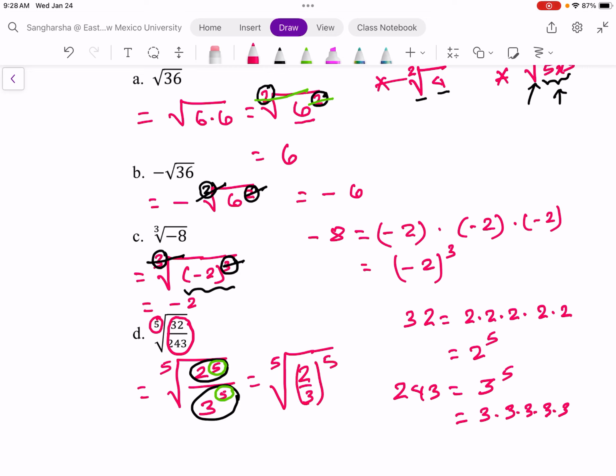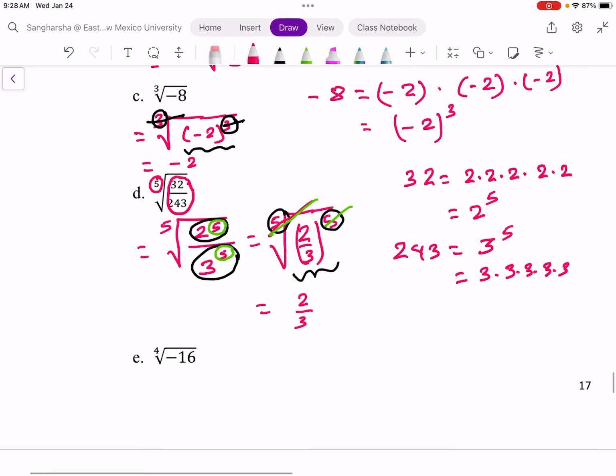Now here the index is 5, this is our radicand, and its exponent is 5. Now we can cancel this fifth root and fifth power. We are left with 2 over 3. So this is our final answer.